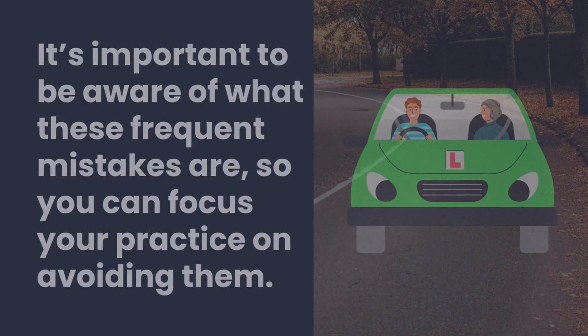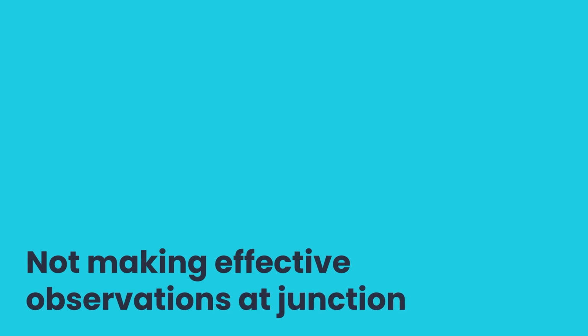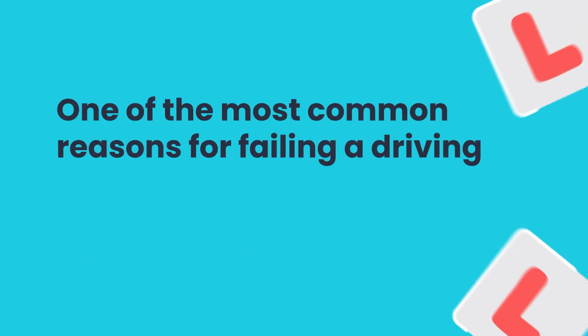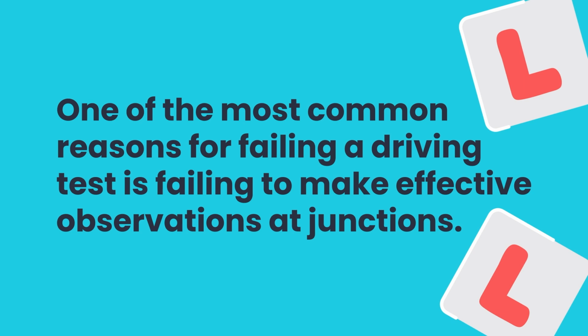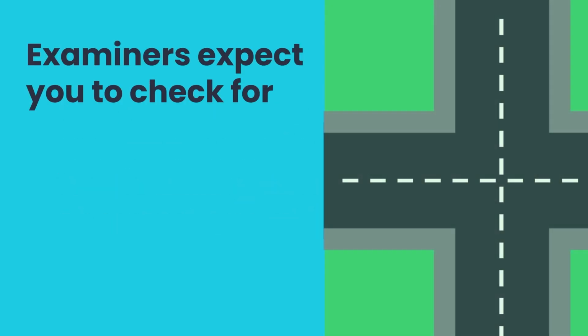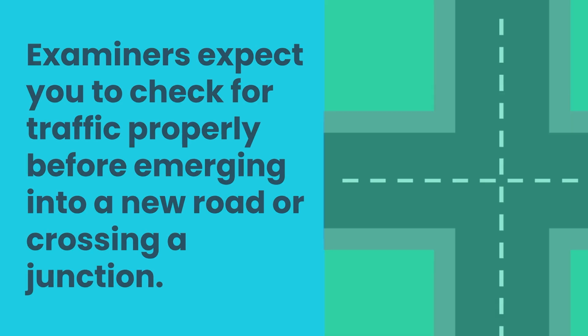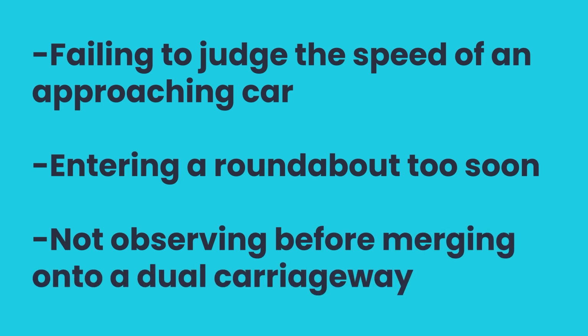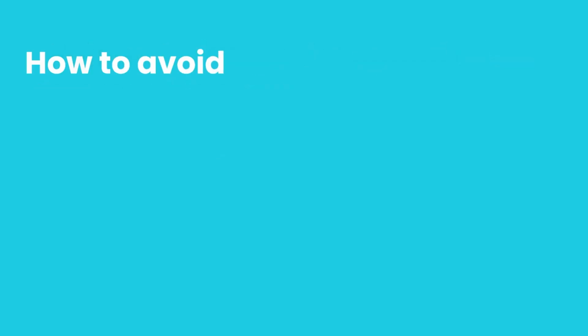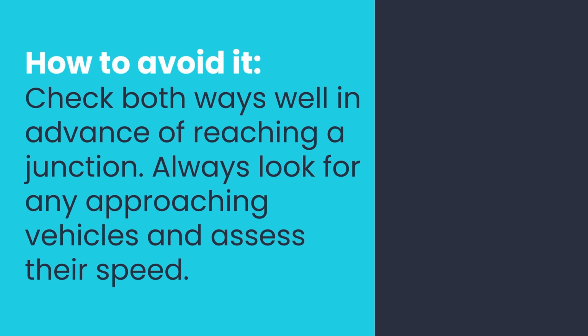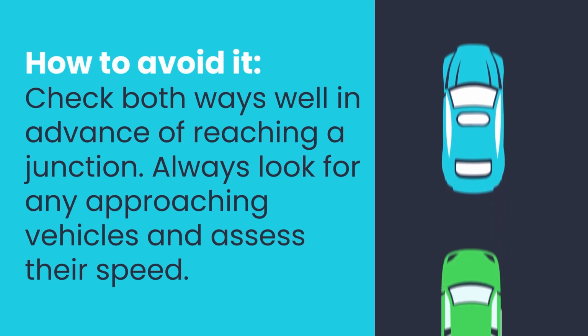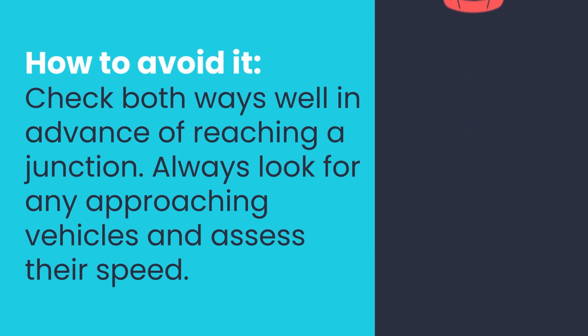test in the UK. First being not making effective observations at junctions. One of the most common reasons for failing a driving test is failing to make effective observations at junctions. Examiners expect you to check the traffic properly before emerging into a new road, or before crossing a junction. Examples of common mistakes include failing to judge the speed of an approaching car, entering a roundabout too soon, or not observing before merging into a carriageway. So how do you avoid it? To avoid this fault, you need to develop a habit of checking both ways well in advance of reaching a junction. Always look for any approaching vehicles and assess their speed before making a move.